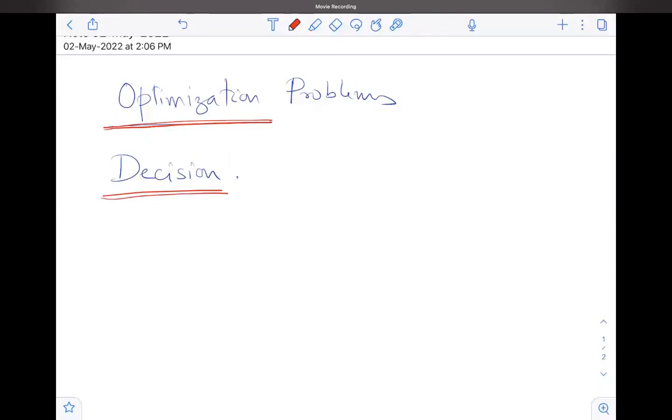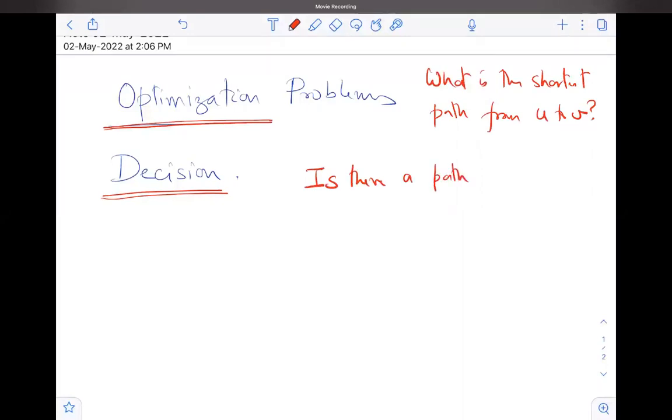So let me give you an example here. What is the shortest path from U to V? When I say what is the shortest path, it's an optimization problem. It's saying, okay, find the path between U and V that minimizes the distance, right? A decision version of this problem is: is there a path from U to V of length less than or equal to K?